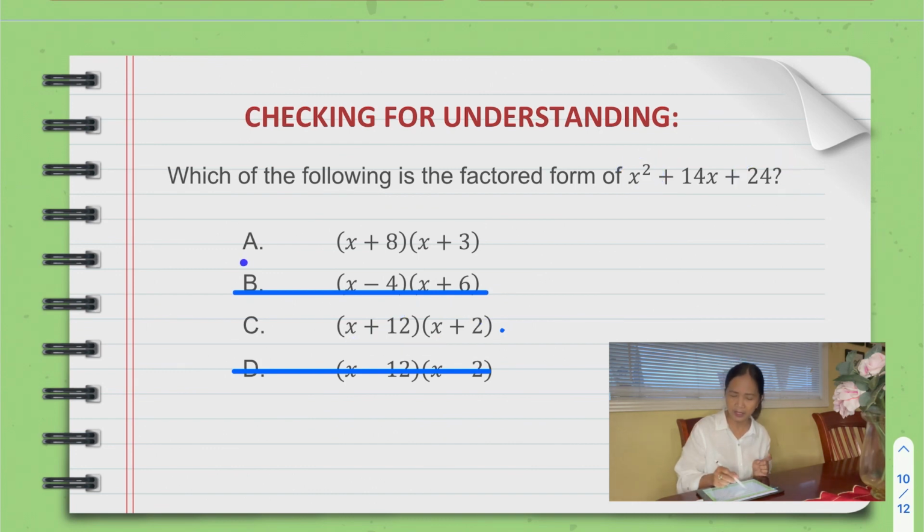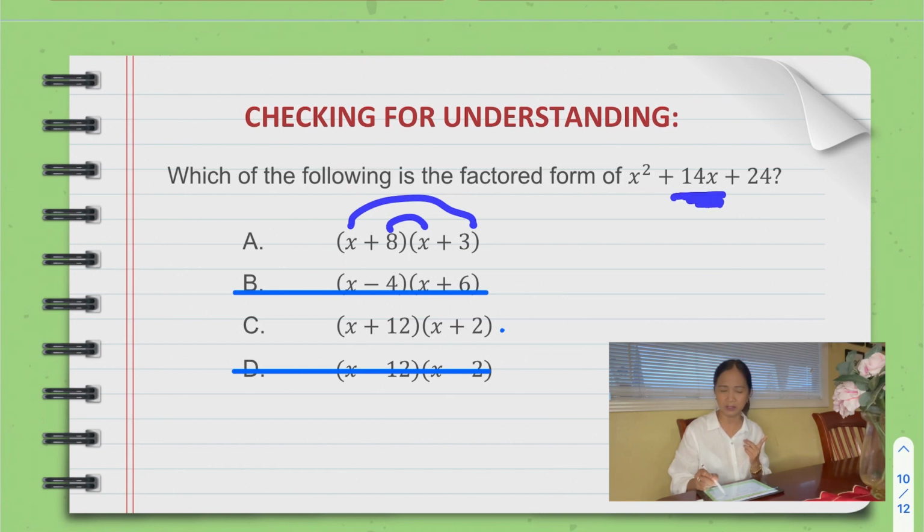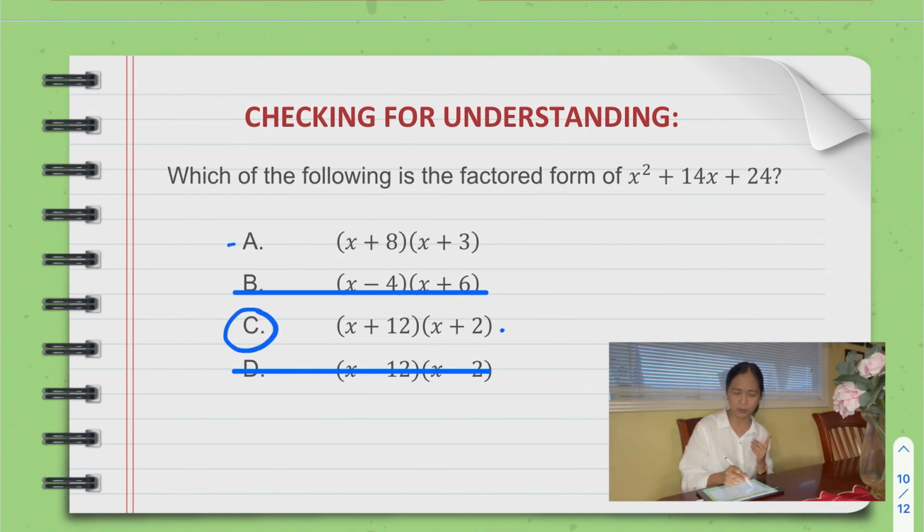However, if you look at A, x and x is equal to x squared. 8 times 3 is also equal to 24. Now, how do you know which is the right answer? Is it A or C? Then all you have to do is add your outer and your inner products. 8x plus 3x is 11x, which is not what we need. 12x plus 2x is 14x, which is what we need. So therefore, the correct answer is A.